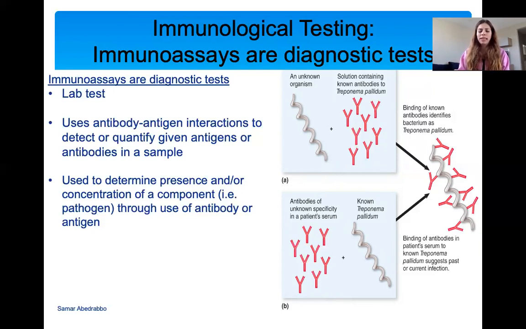That's a certain immunoassay. You can determine pregnancy with tests. That's an example of an immunoassay test. Any test that uses antibody-antigen interaction to figure out something is called an immunoassay test. And it's used to determine the presence and/or concentration of a component through the use of an antibody or antigen. I'm going to talk about this picture in the next example.